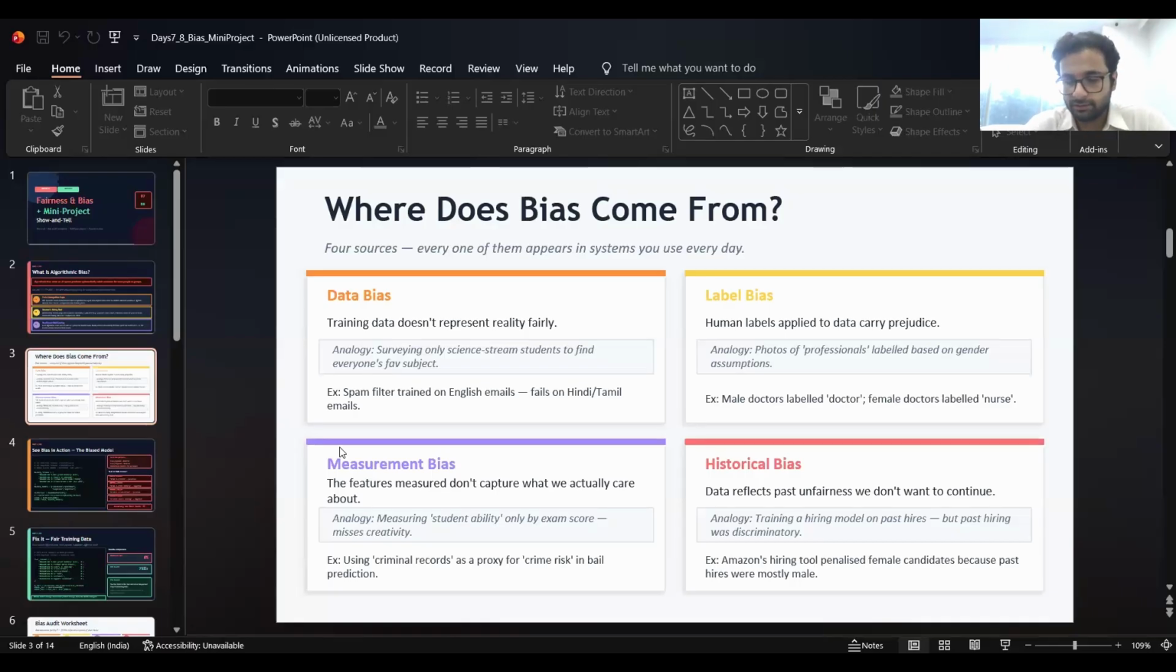Any real world example which you can think of based on bias? Anyone who wants to explain can give it a try. Everyone is understanding what I'm trying to explain, right? What exactly bias means. Any questions regarding it? Okay.